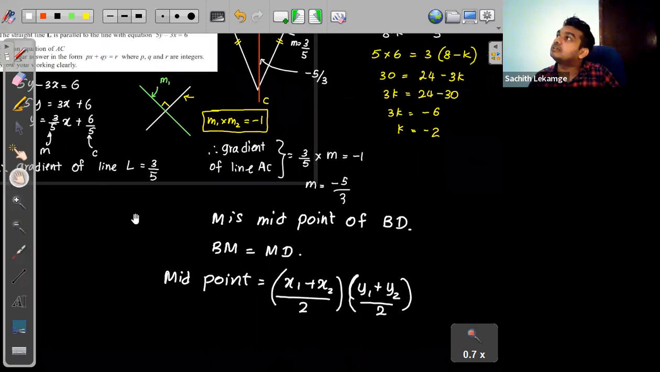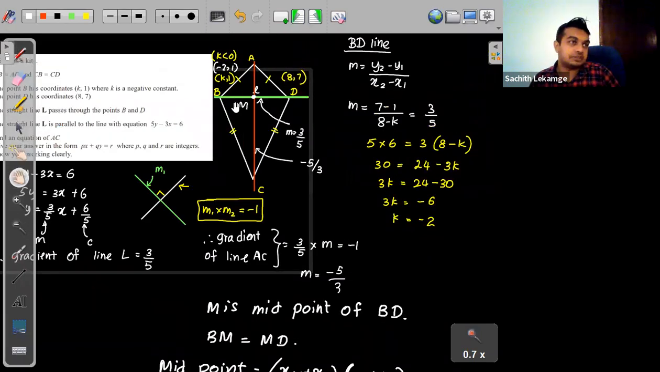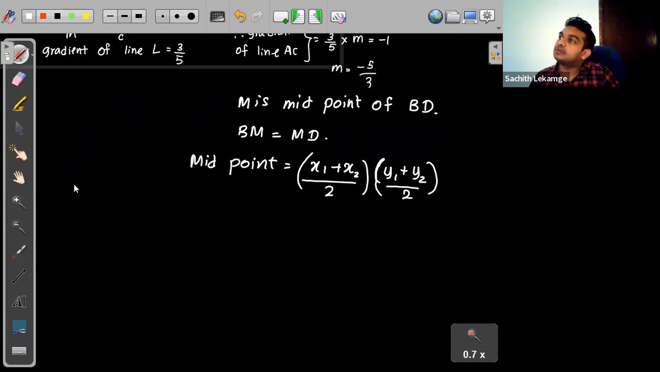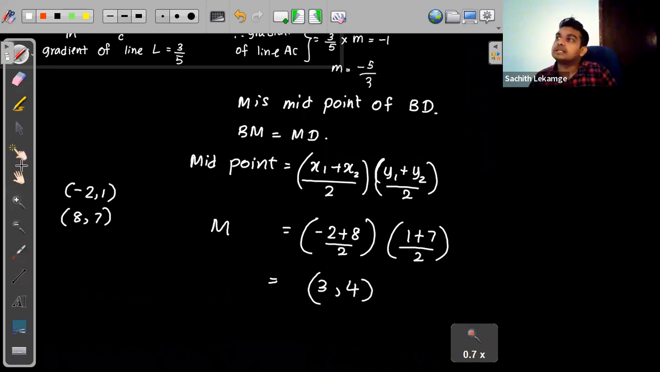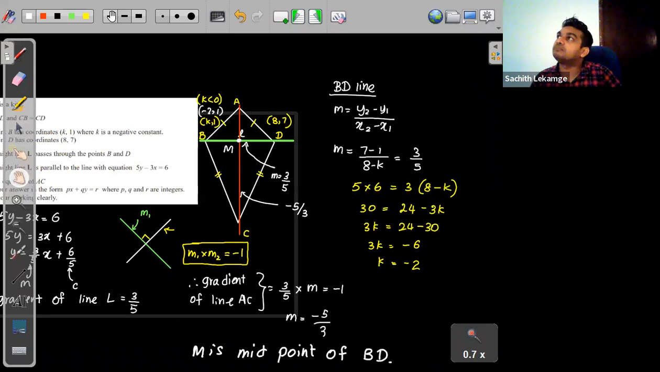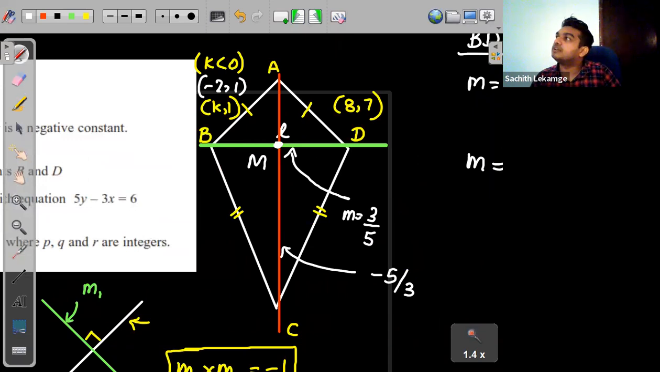According to this, we know the coordinates are minus 2 comma 1 and 8 comma 7. So midpoint M equals minus 2 plus 8 over 2, 1 plus 7 over 2. Here minus 2 plus 8 is 6, 6 divided by 2 is 3; 7 plus 1 is 8, divided by 2 is 4. 3 comma 4. Is it clear to all of you? What is the coordinate then? 3 comma 4. I write it here: 3 comma 4 is the coordinate of this point.